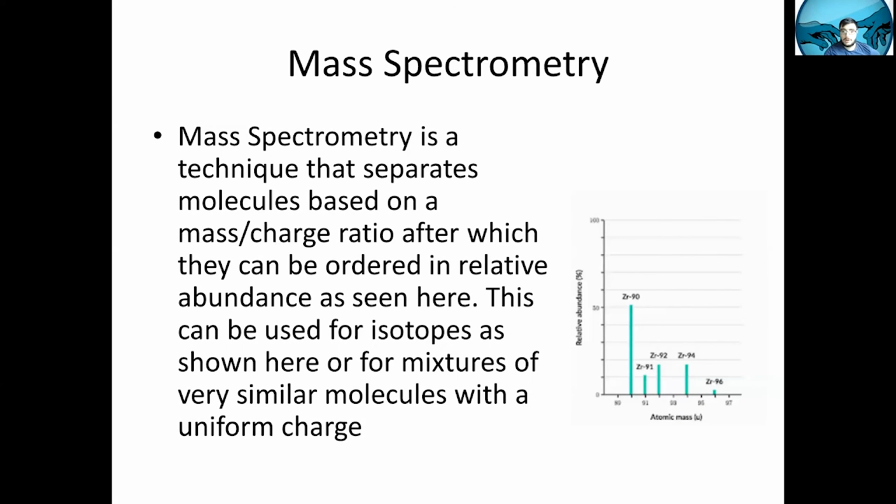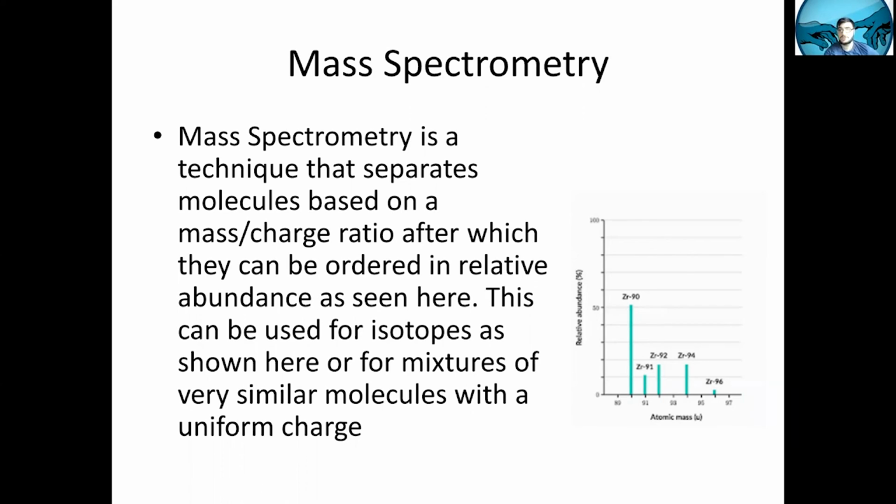Next up, let's talk about mass spectrometry. Mass spectrometry is a technique that separates molecules based on a mass to charge ratio, after which they can be ordered in relative abundance, as seen here. This can be used for isotopes, which is shown here, right? Remember, isotopes, elements exist in different masses. Since the atomic form has the same charge, you can essentially eliminate the charge ratio. So you can just order them based on mass because they all have the same charge.